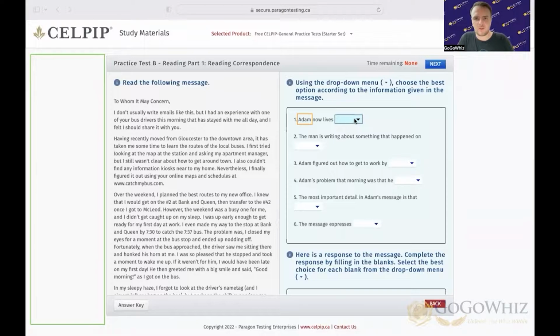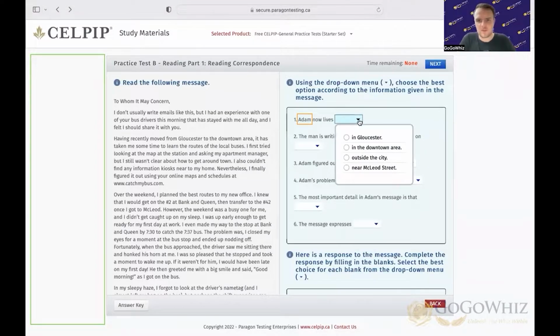Okay, so let's go ahead and see our choices. Adam now lives in, I'll say, Gloucester, downtown area, outside the city, or near McLeod Street. All right. Well, if you've read this already, it should be pretty easy to find the answer for you guys. I'll highlight it here. Having recently moved from Gloucester to the downtown area, it has taken me some time to learn the local bus routes. Okay, so there's our answer, right? We see that Adam has moved to the downtown area.